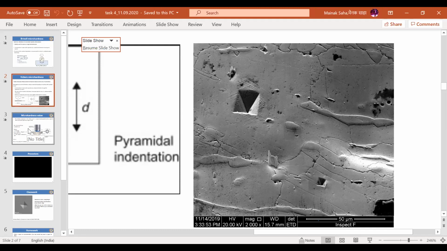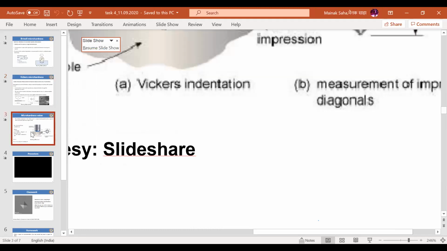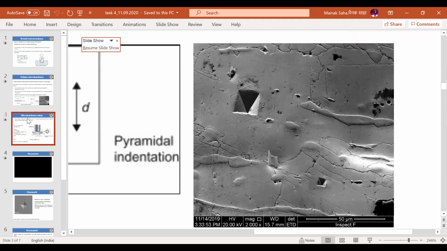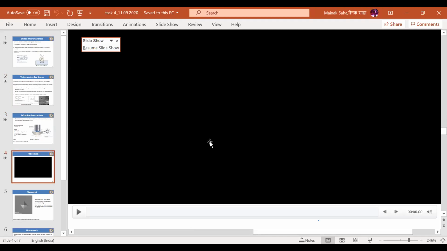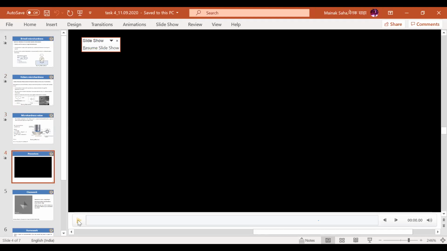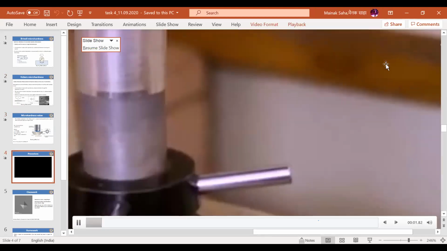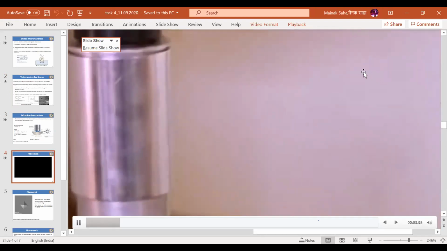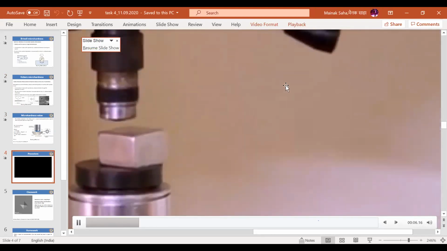So if you have understood this, now let's see a video of how this indentation is done. I think I had this video. Let's see, this video will work now. You can have a look into this. So watch this very carefully. YouTube video.